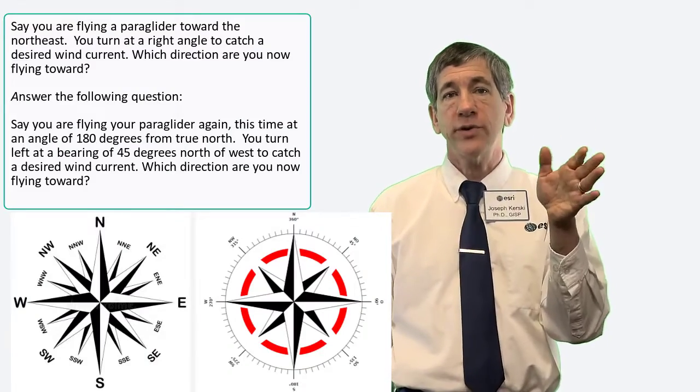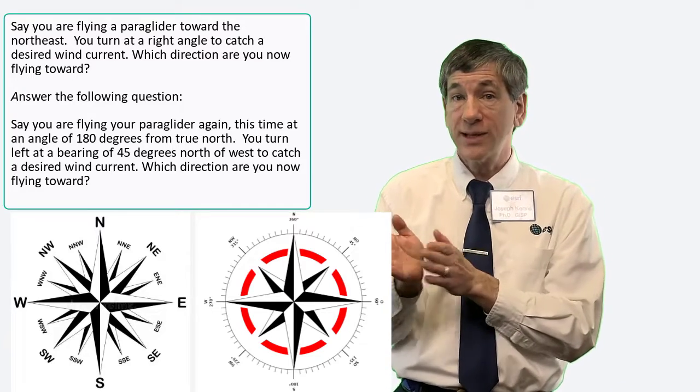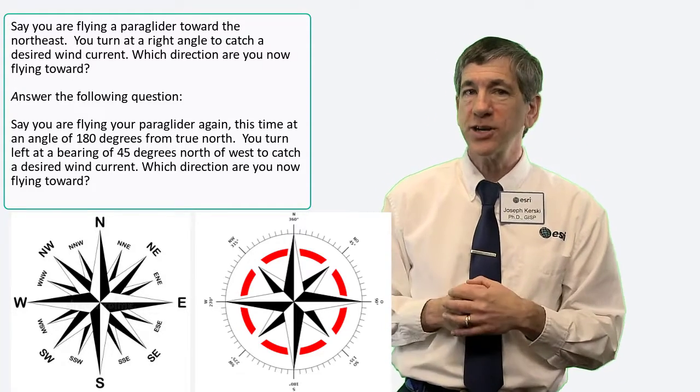Answer this question. Say you are flying a paraglider toward the northeast. You turn at a right angle to catch a desired wind current. Which direction are you now flying toward?